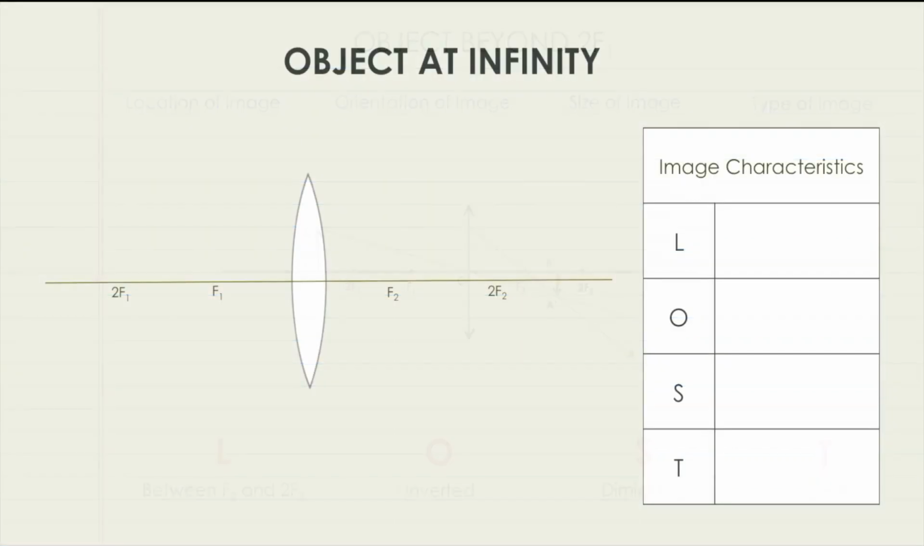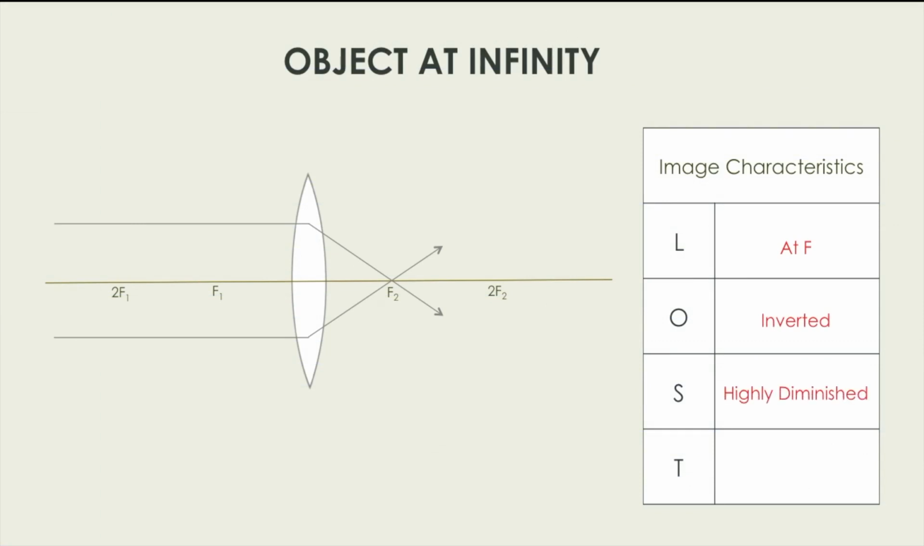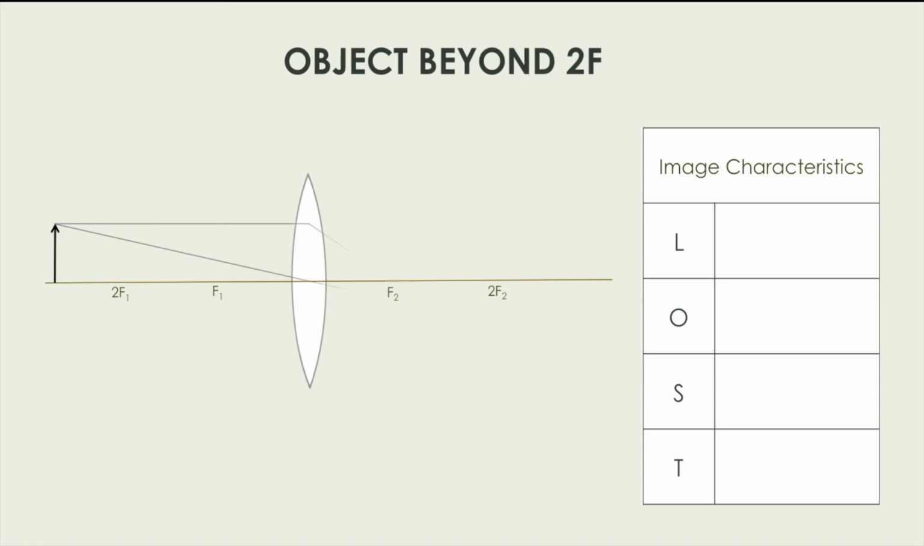So let's consider an object which is at infinity. Parallel rays of light will meet at F, and the image is inverted, highly diminished, and real. If the object is located beyond 2F, as we have already seen, location is between F and 2F, it's inverted, diminished, and real.